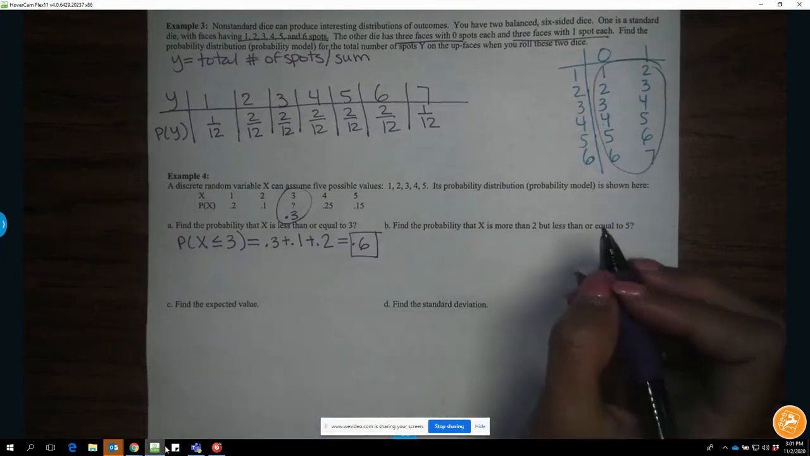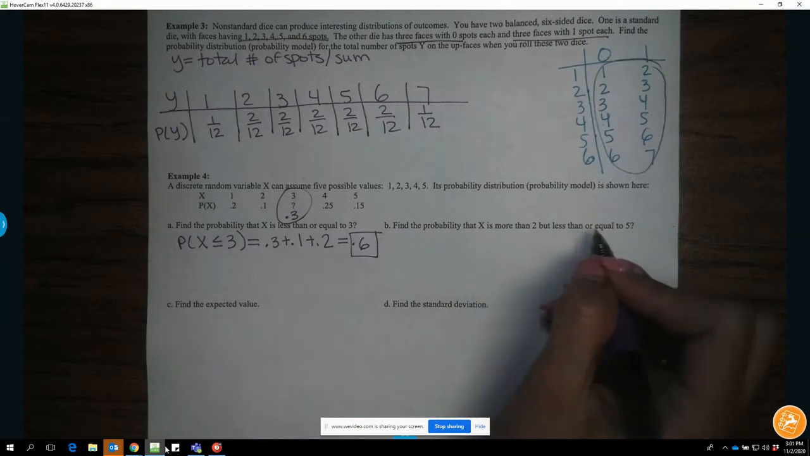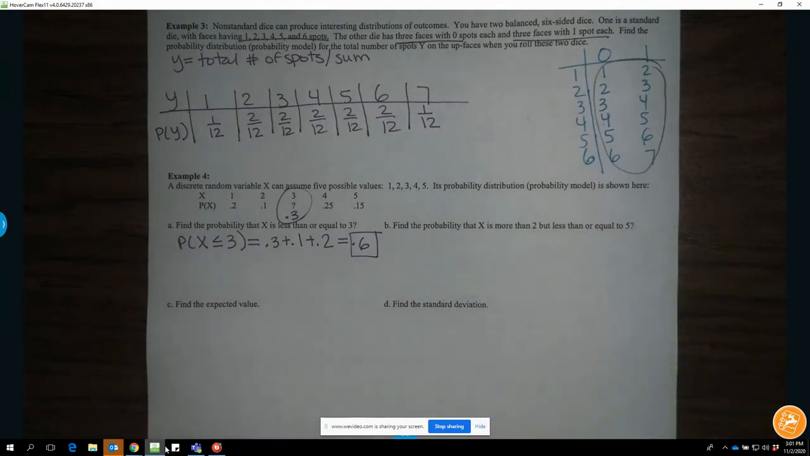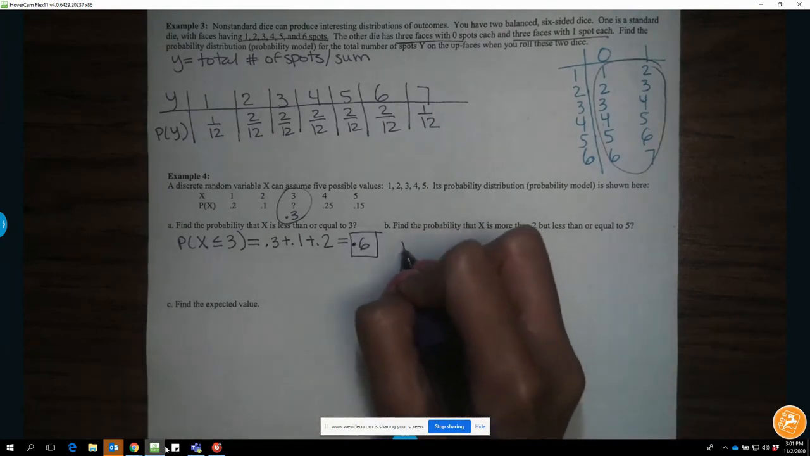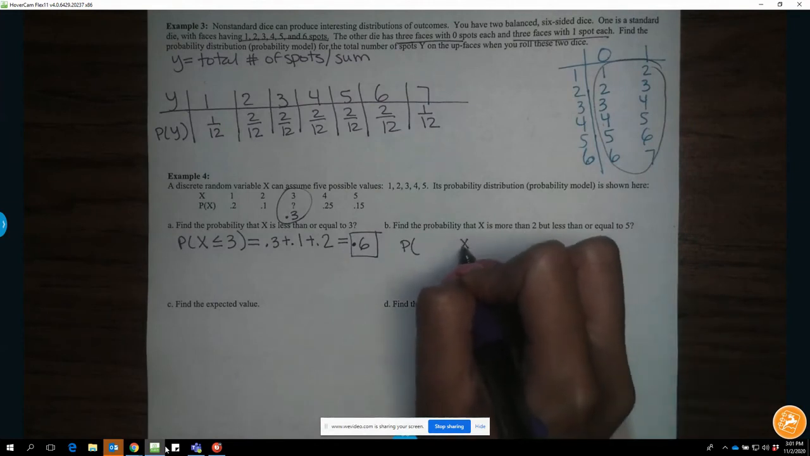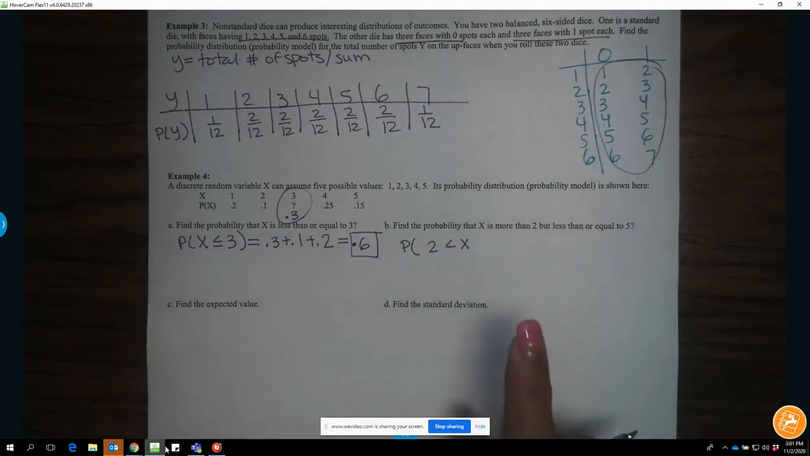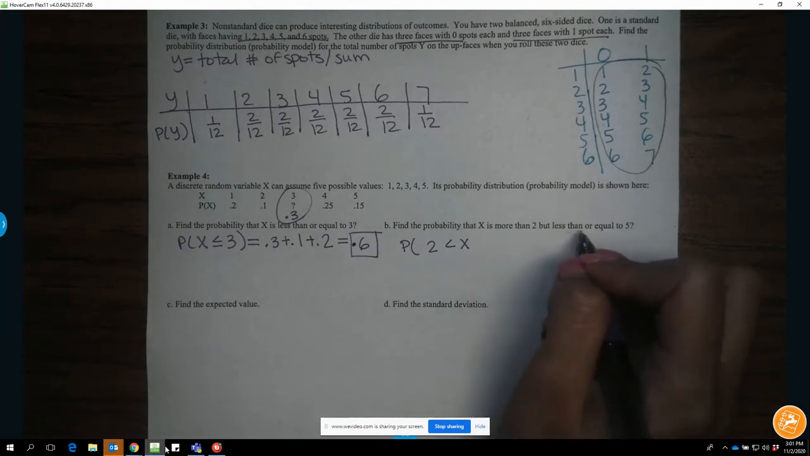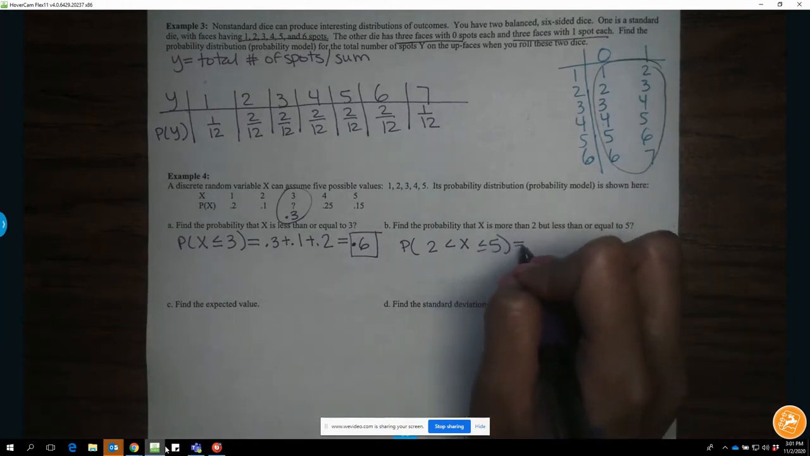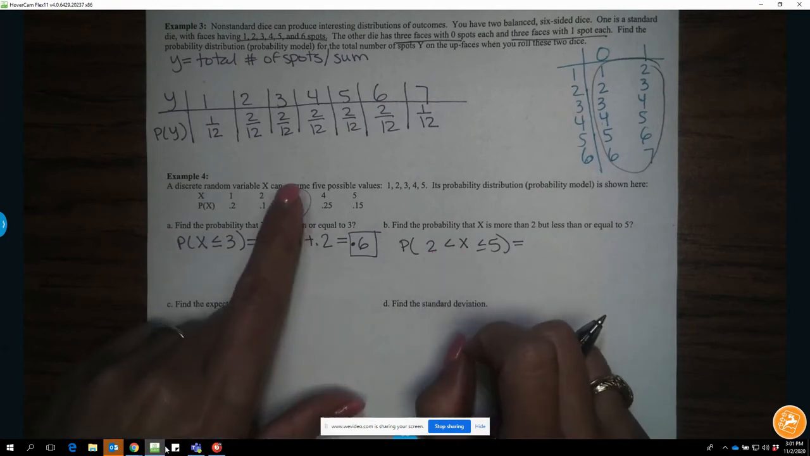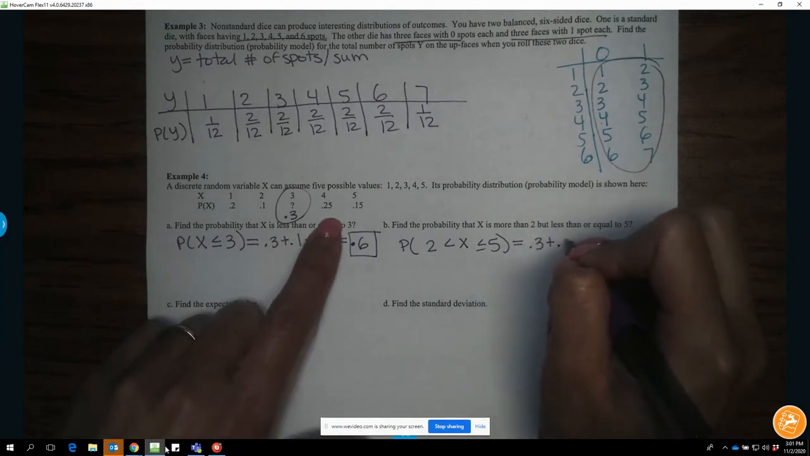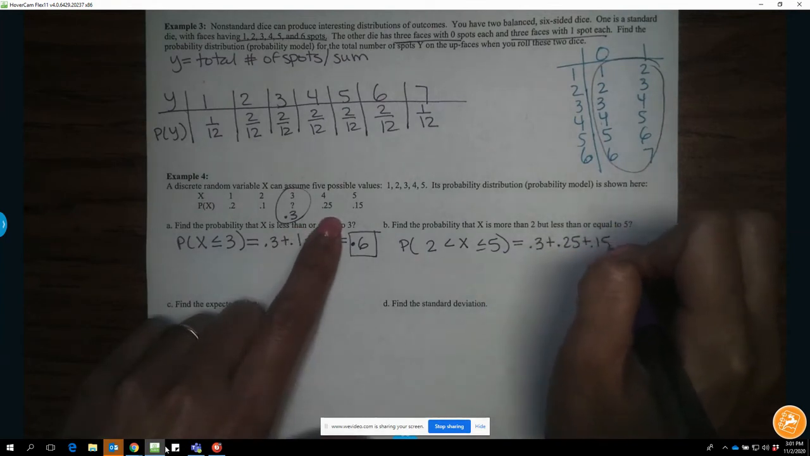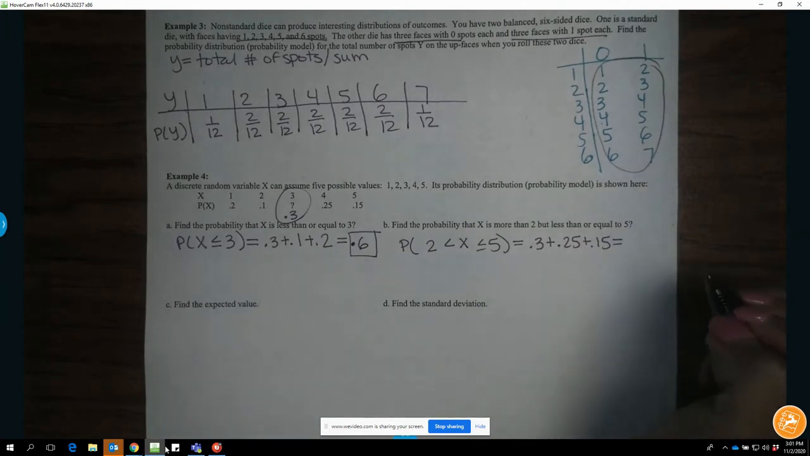Letter B, find the probability that x is more than 2 but less than or equal to 5. Okay, so for these discrete random variables, it does matter whether you have inclusive or not inclusive, so just be careful. X needs to be more than 2, so technically it needs to be 3 or more, and less than or equal to 5. So since it needs to be more than 2, it needs to start with x equals 3, x equals 4, and then x equals 5. So then I'm just going to add 0.3 plus 0.25 plus 0.15. And you add them all together, you'll get 0.7. There it is.